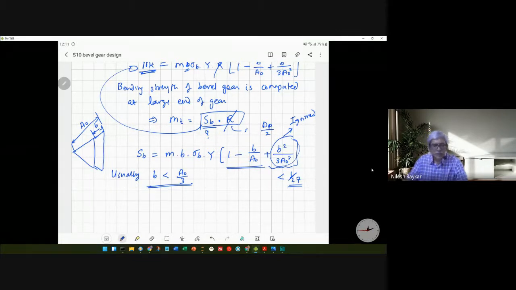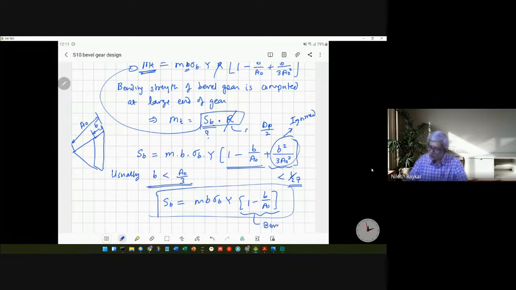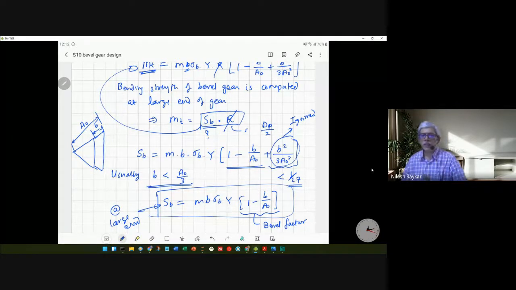So with this eliminated, we get the beam strength of the gear as m b sigma b y into 1 minus b by a naught. So that is the beam strength of the gear, and this particular factor is called the bevel factor. Bevel factor comes because of the inclination of the gear tooth with respect to the other cases. And note that this is at the large end. So in force analysis, whatever PT you are getting should not be compared with the SB value that we are getting here. You have to calculate force at the large end and then compare with respect to this.